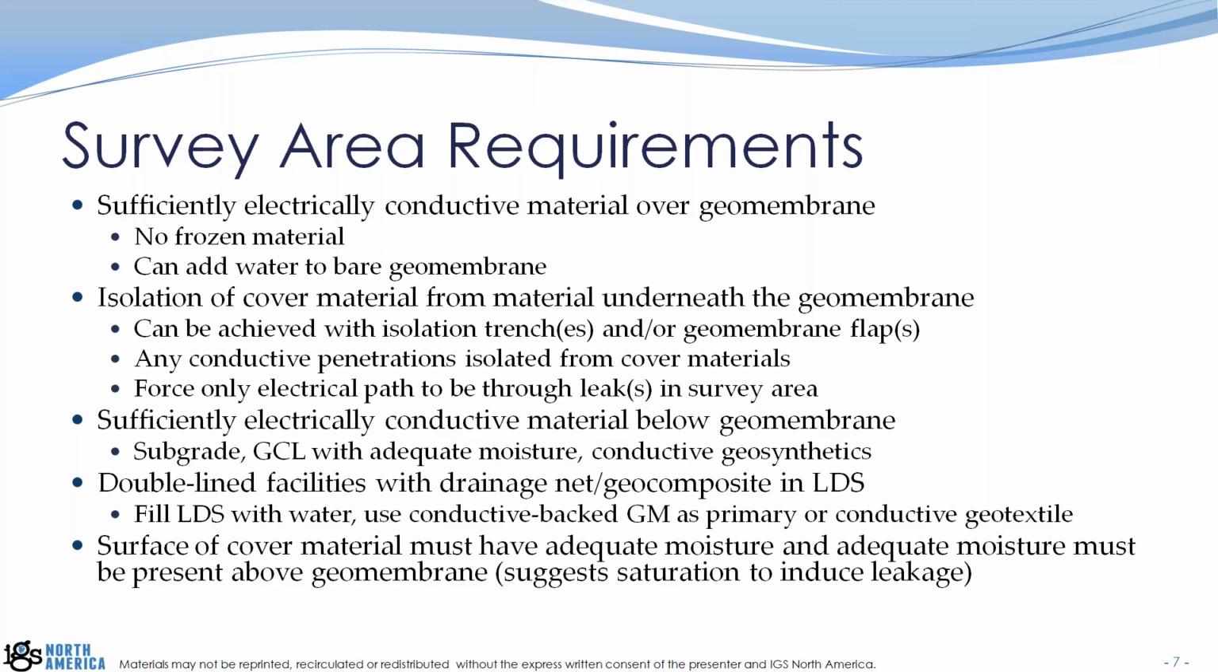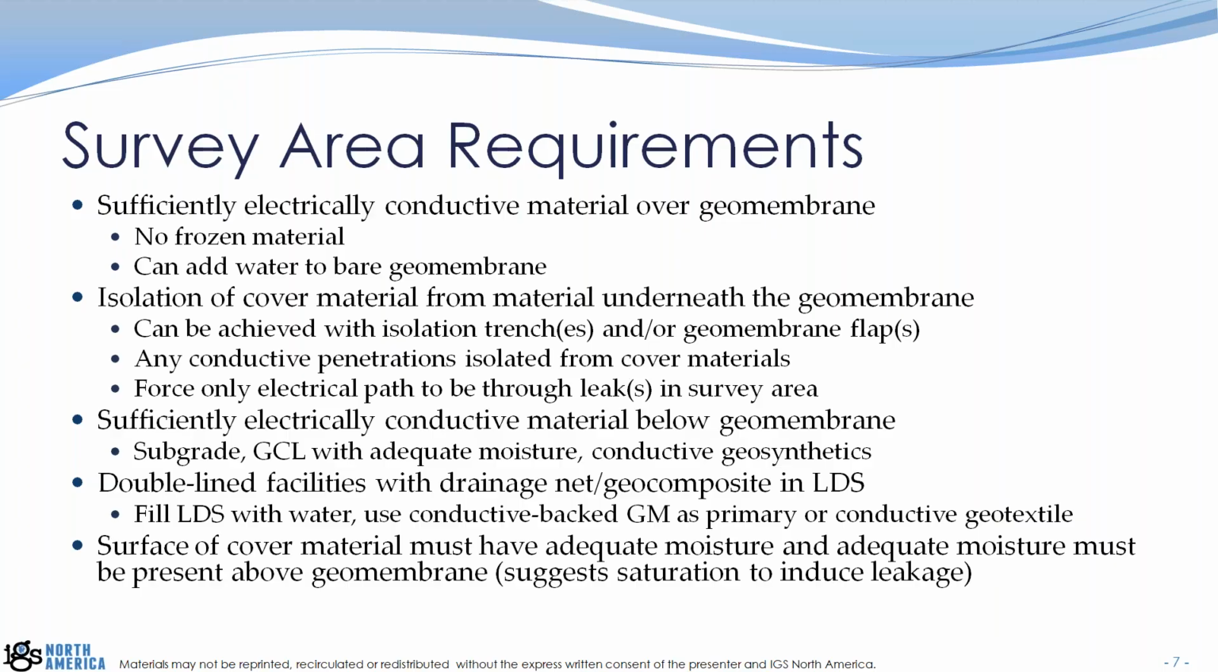Bare liner testing is very operator dependent, and the leak has to have intimate contact. It has to be close enough for the arc to go through or for water to get through the hole during testing. So the second point is isolation of the cover material from the material under the geomembrane. The method goes on to explain isolation trenches, geomembrane flaps, things like that that help to achieve that isolation between the cover material and whatever's underneath it.